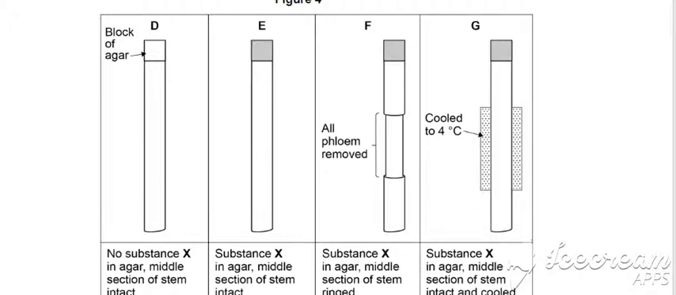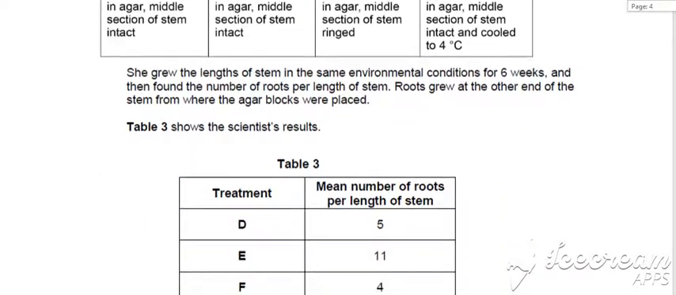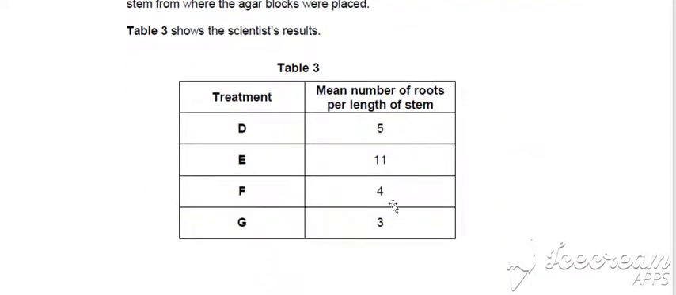So in support of the mass flow, we can see that with F, when the phloem was removed, if we look at the results and how that affected the number of roots, we can see that there has been a decrease. So it does show that the phloem is involved in that movement.